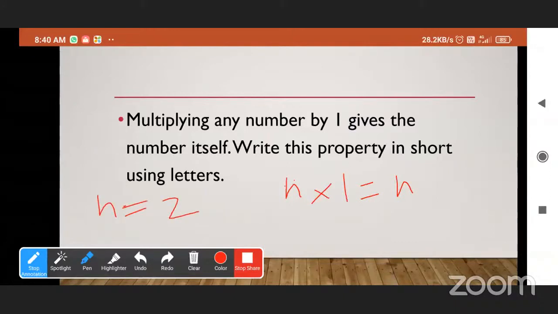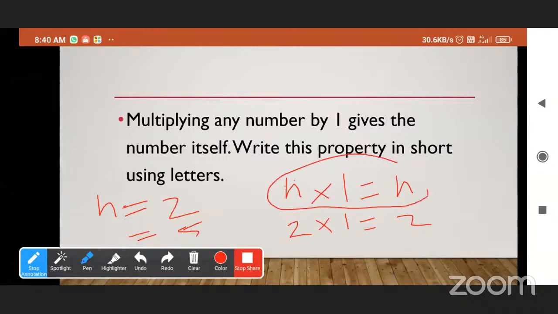Okay. Now, 2 into 1 is 2. Or if we write n is equal to 5, then 5 multiplied by 1 is 5. So here the property is verified and we can write n into 1 is n. So this is the property in letters. Okay, good.